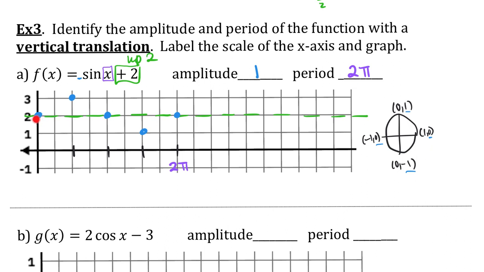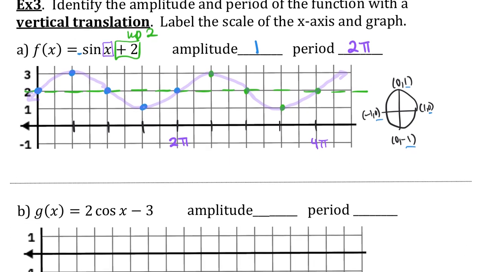I did this, up 1, this, down 1, back to 0, up 1. Now let me space it first. 1, 2, 3, 4. If that's 2 pi, what's this? 4 pi? Okay, up, back to 0, down, back to 0. I ended where I thought I was going to end, so I feel good about it. This is going to be my sketch of sine. It looks like the sine graph, and it looks like it got moved up 2.